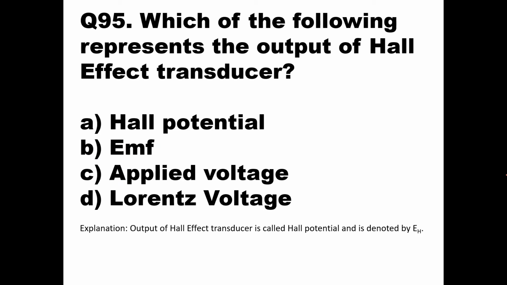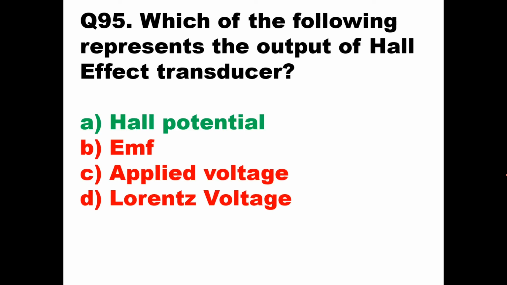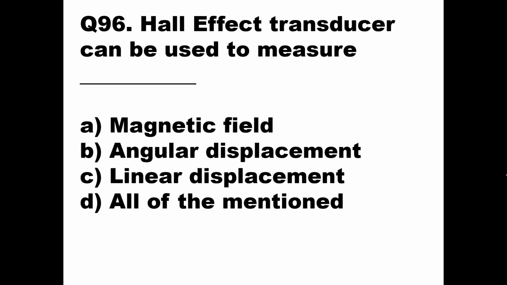Which of the following represents the output of Hall effect transducer? So we know that whenever there is a change in magnetic flux density, then that is converted into an electrical voltage, and that voltage is called as Hall potential. So here the output of Hall effect transducer is Hall potential. So option A is the right answer here, Hall potential. Then we'll go to the next question, question number 96.